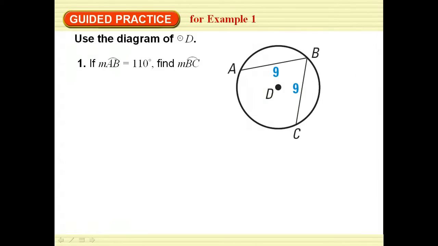So a little guided practice. If the measure of arc AB is 110 degrees, find the measure of arc BC. Since the chords have the same length, the arcs have the same length, so 110.